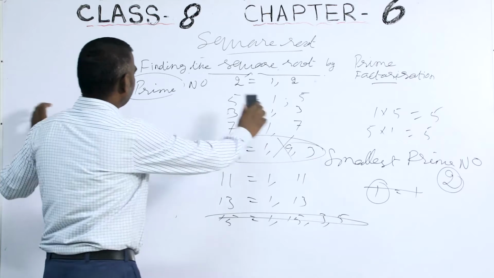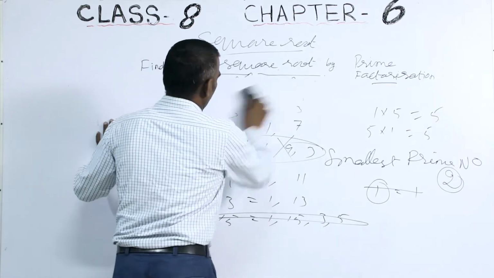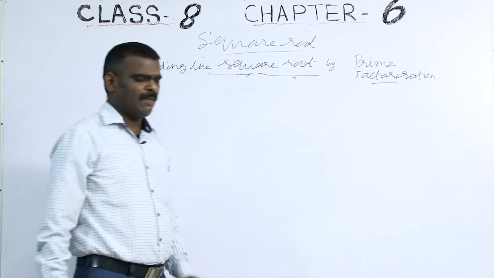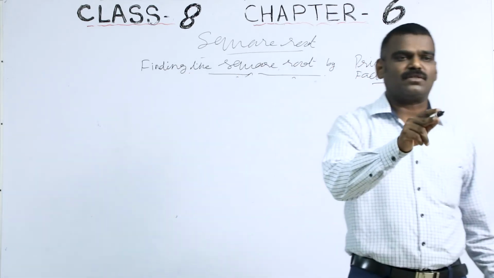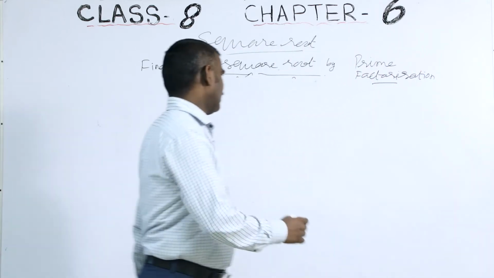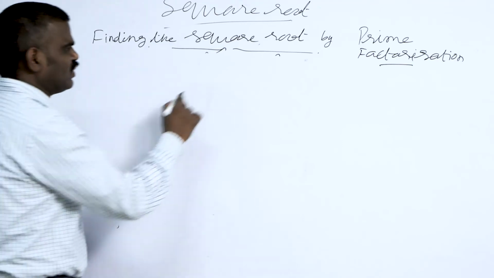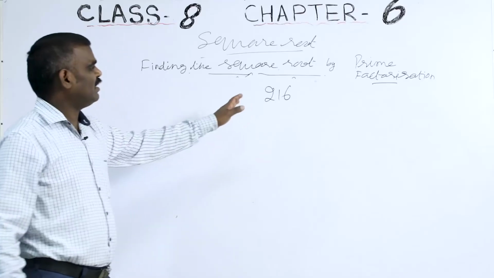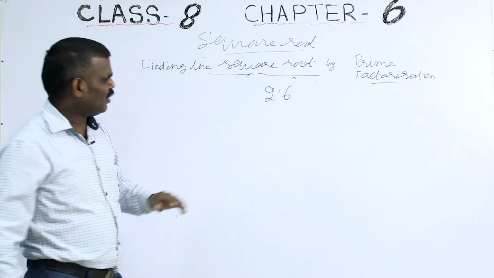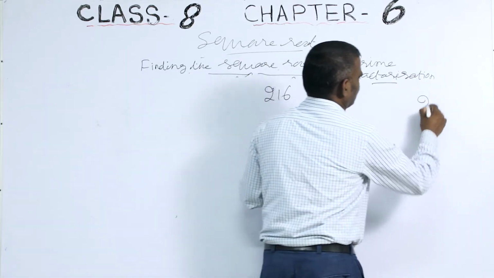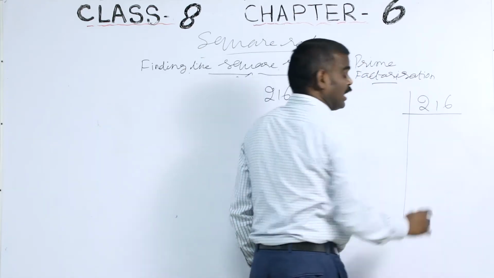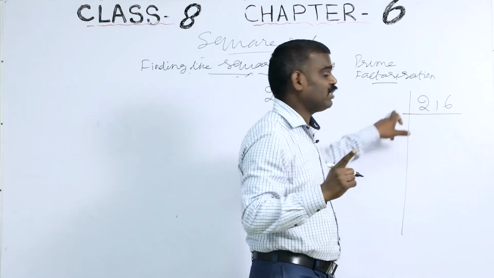Okay. Now, prime factorization. Now you know what a prime number is, right? Prime factorization is very important. Even class 10 students are making mistakes. For example, to find the square root of 216 by prime factorization, just as an example, 216. How do we divide by prime factors? Keep in your mind, only prime numbers can be used here, no other numbers.